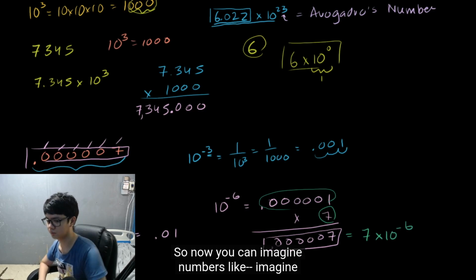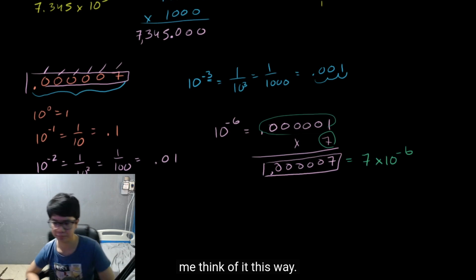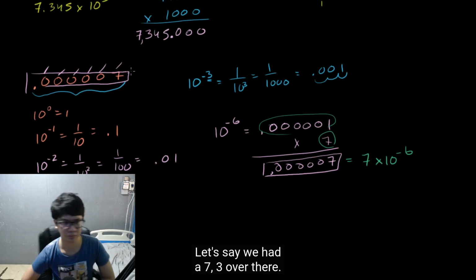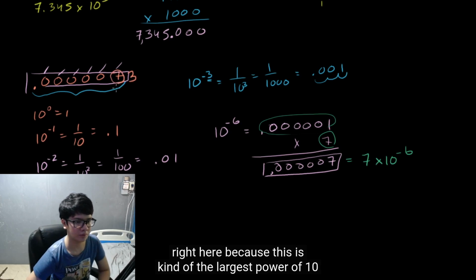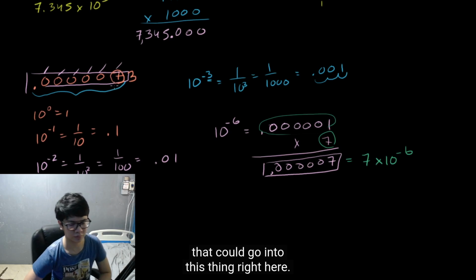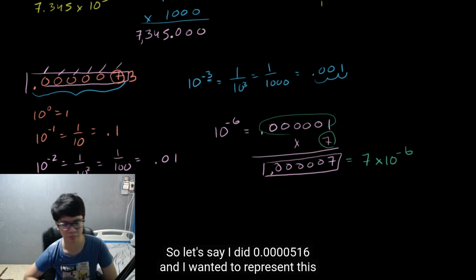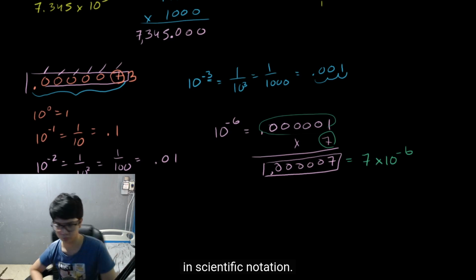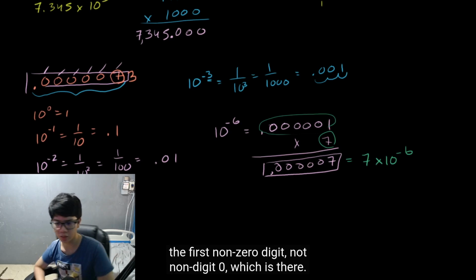So now you can imagine numbers like, let me think of it this way. What if we had a 7, 3 over there? So what would we do? Well, we'd want to go to the first digit right here, because this is the largest power of 10 that could go into this thing right here. So if we wanted to represent that thing, let me do another decimal like that. So let's say it was 0.0000516, and I wanted to represent this in scientific notation. I'd go to the first non-zero digit, 5.16, raised to negative 5.